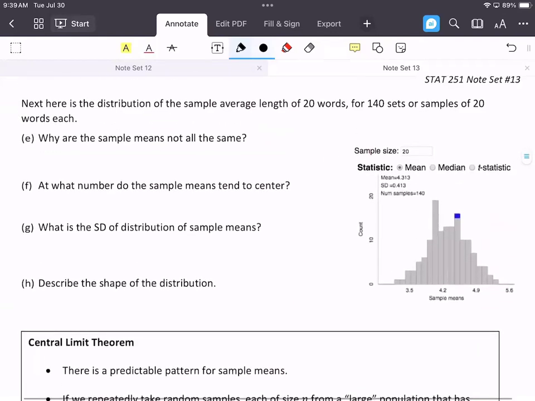Now, we're going to look at the average sample length of 20 words, and we're going to once again pull 140 sets. Same question, why are the sample means not all the same? And as we said before, samples vary. At what number do the sample means tend to center? And it's pretty close to where it was before, 4.313.